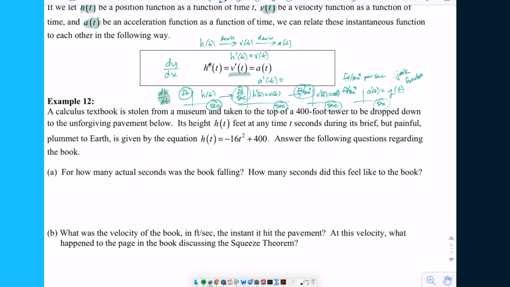So anyway, a calculus textbook is stolen from a museum. Ooh. And it's taken to the top of a 400-foot tower. Why? For no good purposes. That's why. These thieves plan to drop the textbook down to the unforgiving pavement below, submitting it to brutal torture. They're taking out their math anguish on the innocent book. The height of the book, h of t, in feet at any given time, t seconds during its brief but painful plummet to earth, is given by the equation h of t equals negative 16t squared plus 400. Answer the following questions regarding the book.